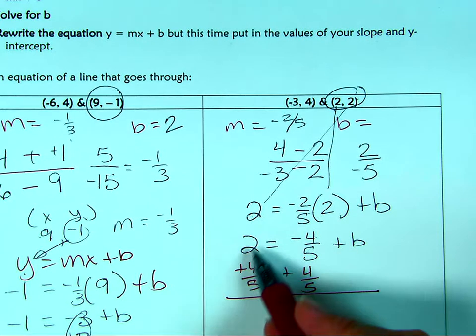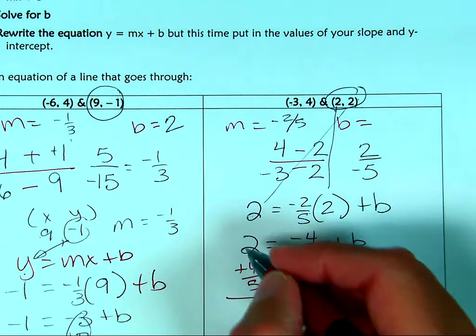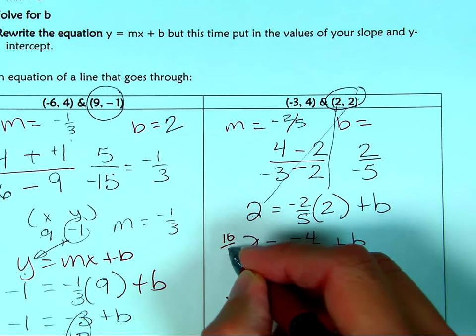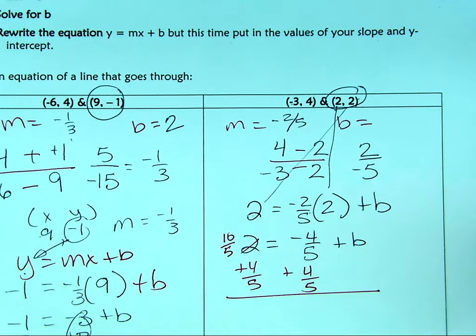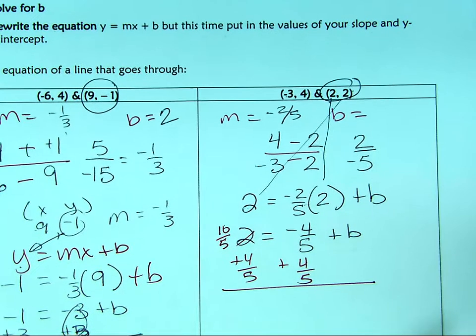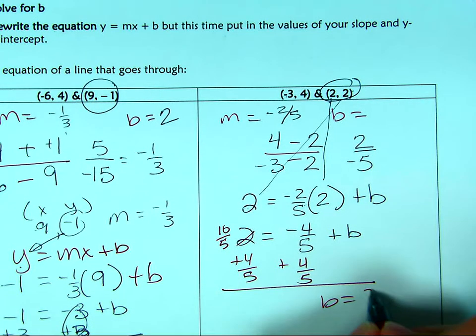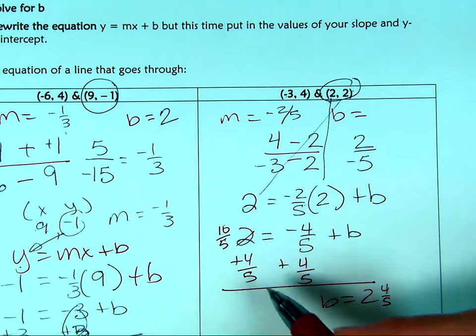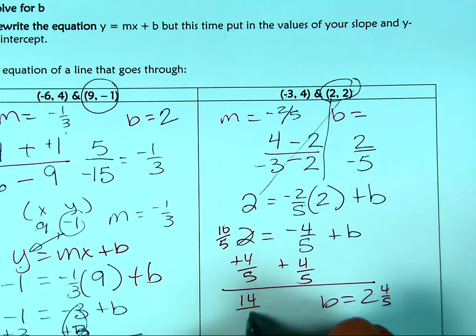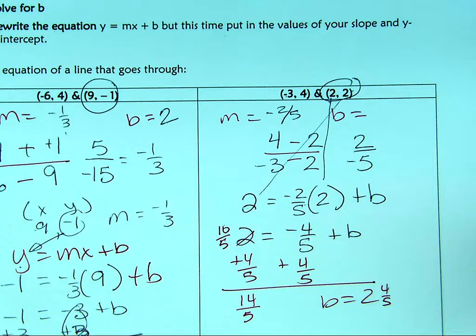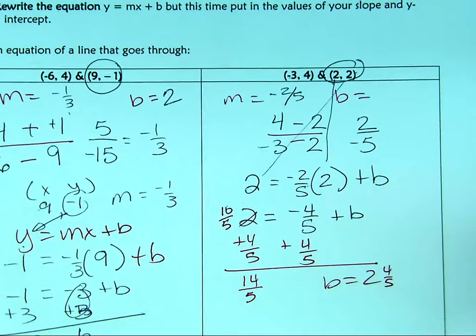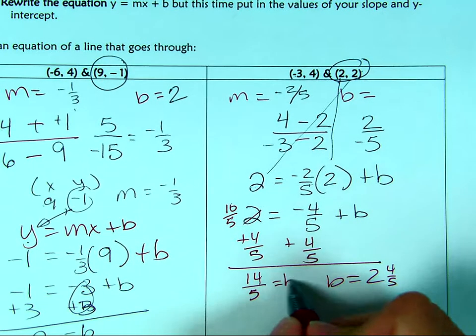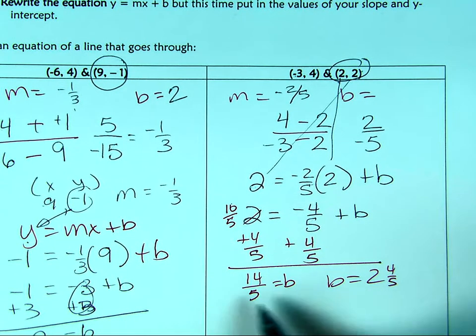And when I do, I get 2 and 4/5, but I really want to change this to fifths because I want to have an improper fraction. I like to do it that way. You could say b is equal to 2 and 4/5. That's an acceptable answer. I like to have improper fractions just because I know I can do any operation with improper fractions quite easily. So I know that b is either 2 and 4/5 or 14/5.